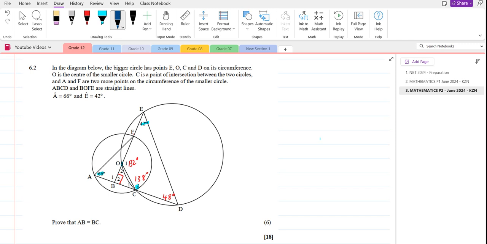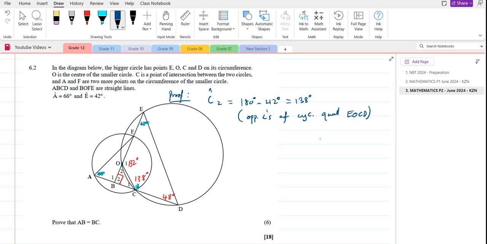So how did we start? First we said opposite angles of cyclic quad. So angle C2 is equal to 180 minus 42, that's how you're going to start off your proof. So that's 138 degrees. The reason for this is opposite angles of cyclic quad. Opposite angles of which cyclic quad? EOCD.